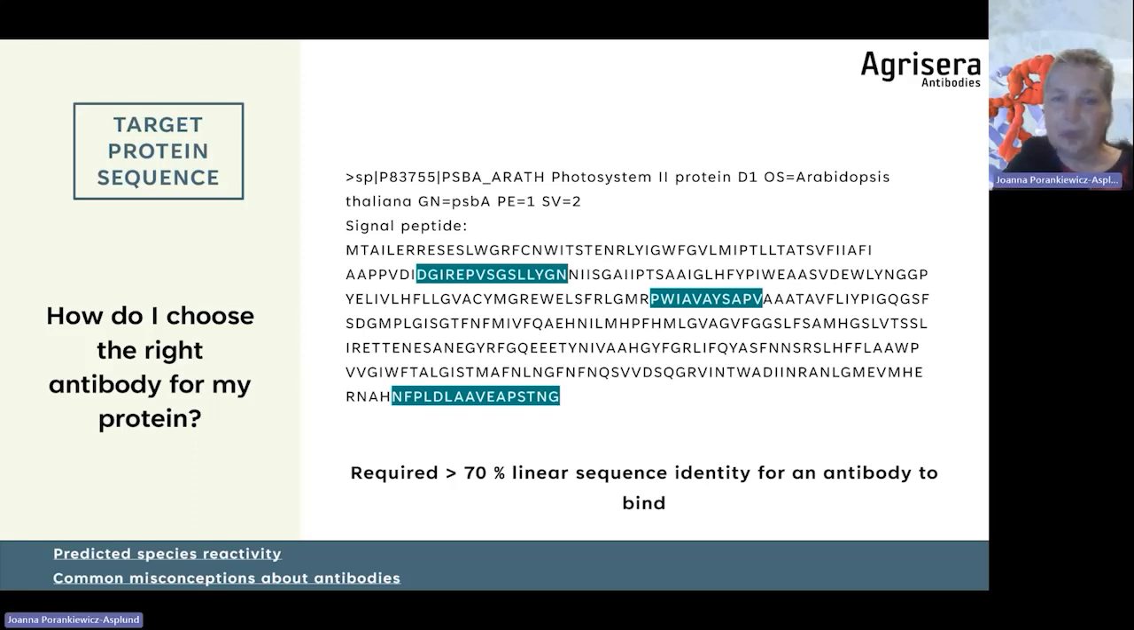Required for so-called predicted reactivity is at least 70% linear sequence identity for an antibody to work on untested species. So please keep in mind that the success of your Western blot experiments actually starts with the choice of the antibody. So before you even go to the lab, your species and the antibody need to match.